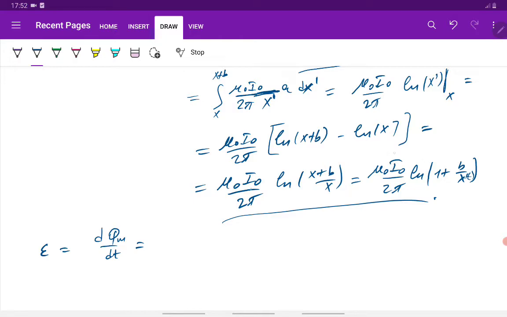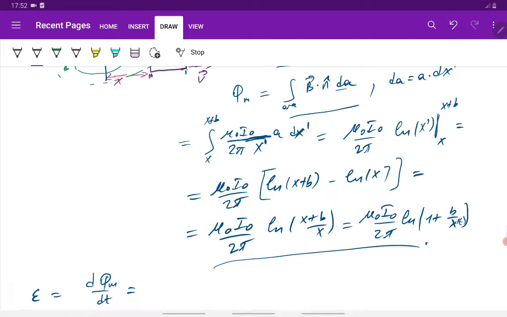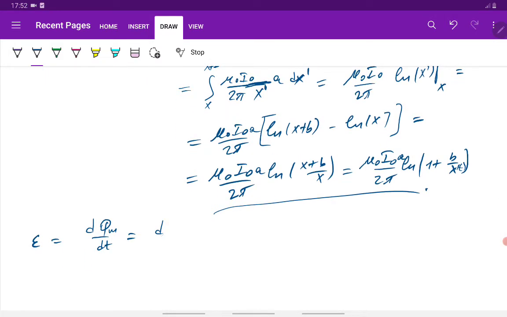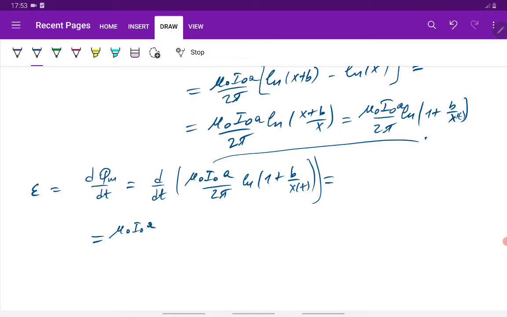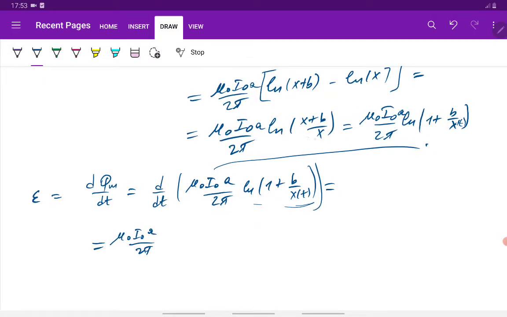Sorry, here I forgot an a. It should be a and a. And we will just find the derivative of this expression, μ0 I0 a over 2π times ln of 1 plus b over x, with respect to t. And what's the derivative of ln x? It gives us 1 over x, right?